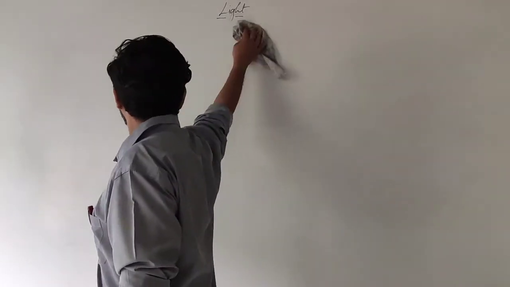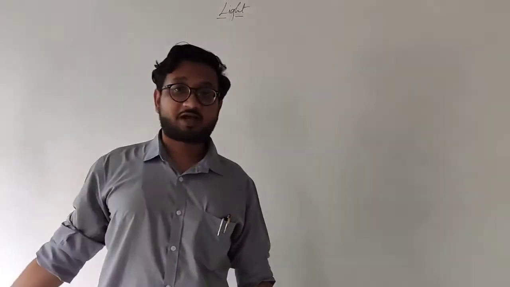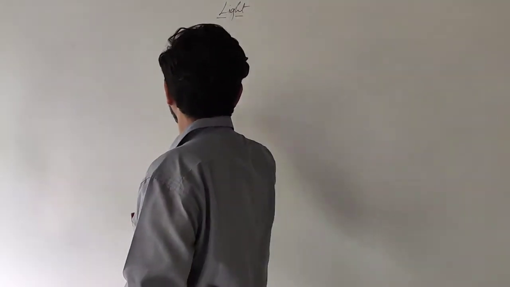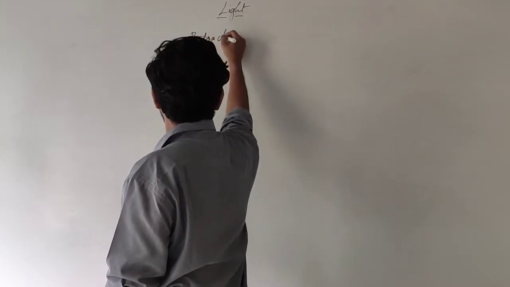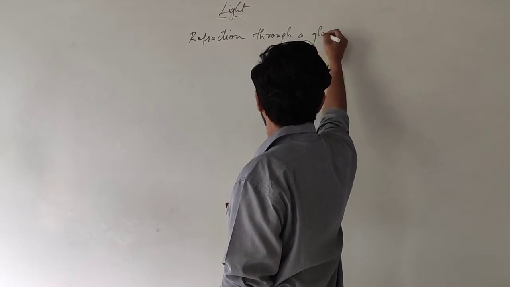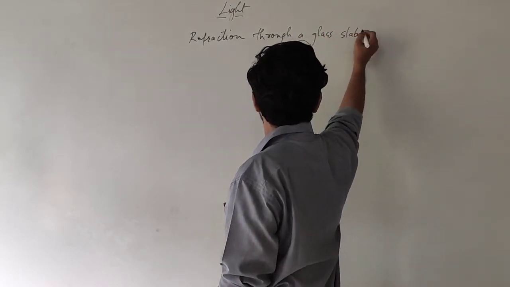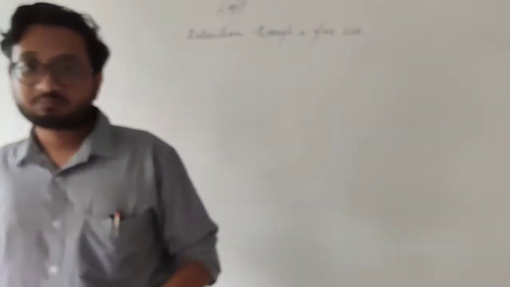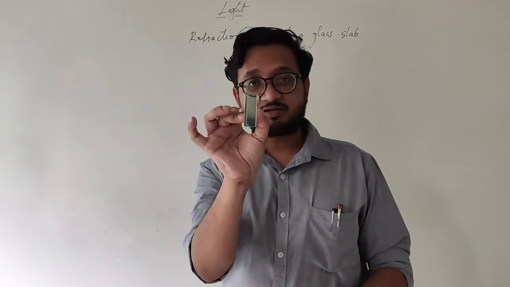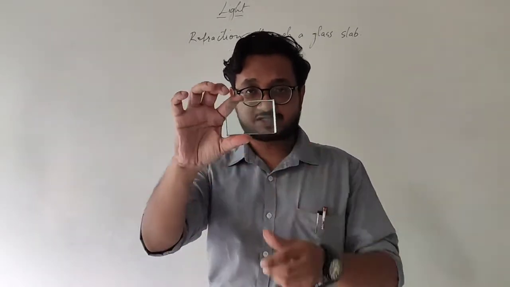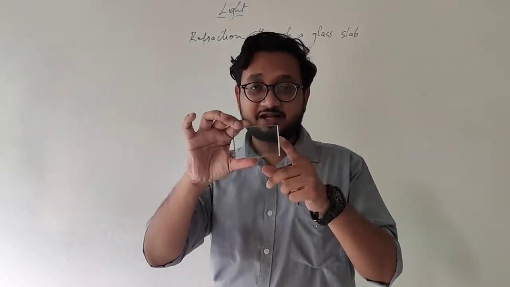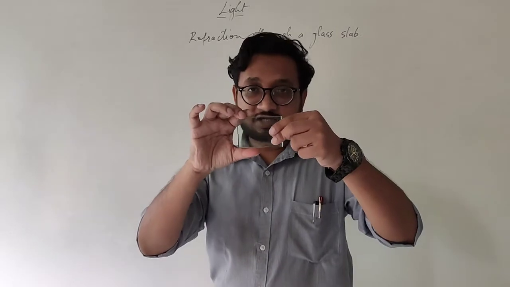This activity is asked in the board examinations many times. That is refraction of light through a glass slab. This is a glass slab. It is quite thick, a very dense, clear, transparent medium. So we'll talk about how the ray of light enters inside it and how it exits. It is a rectangular glass slab.